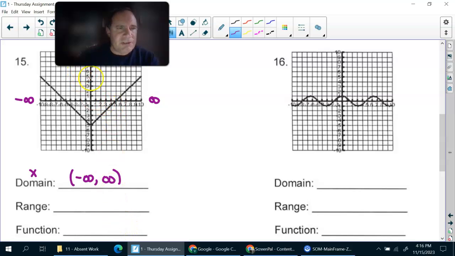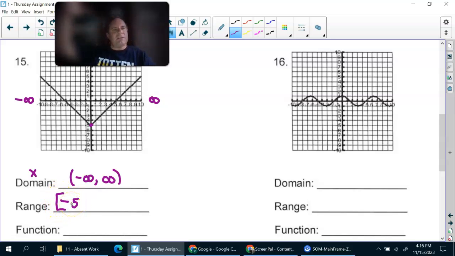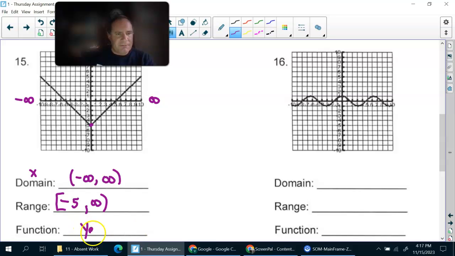All right, the range, we're going to talk about now. The lowest part of this graph is this right here. That's a -5. So the -5 is the lowest part of the graph. But what's the highest part of this graph? It just keeps on going all the way up. So remember, that is positive infinity. And yes, this is a function. If you did a vertical line test, it would only go through once.